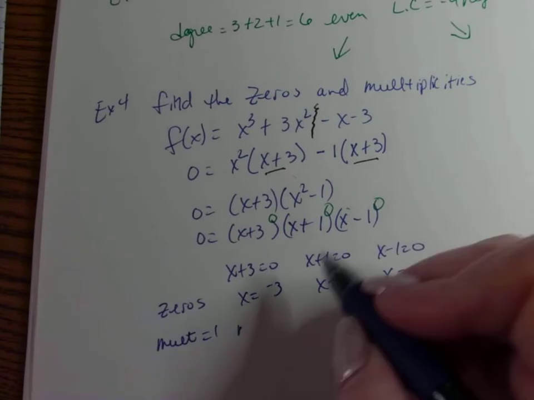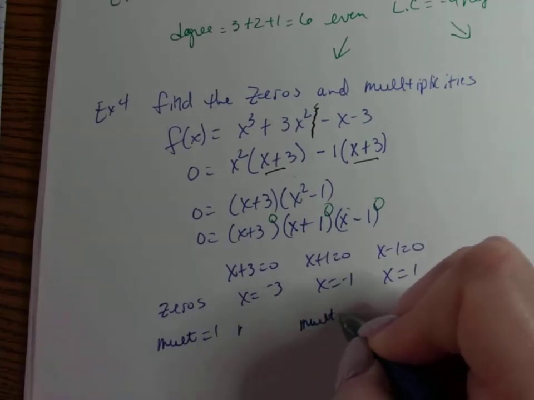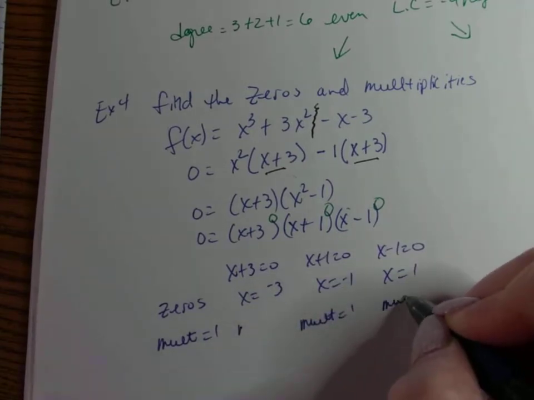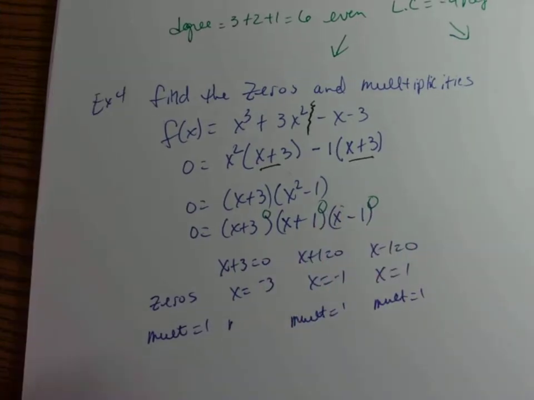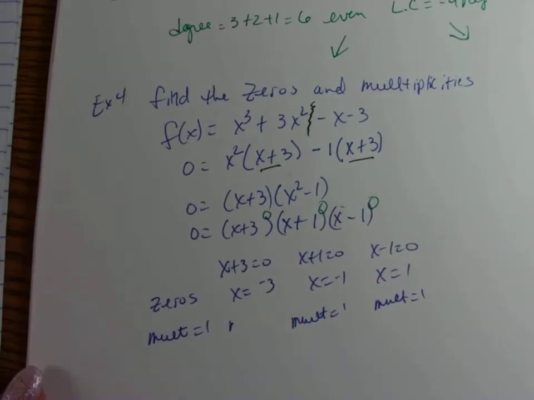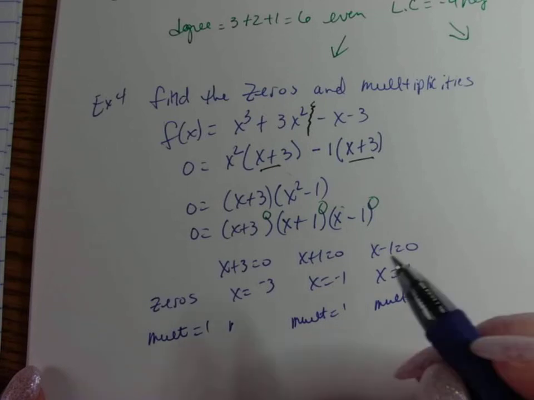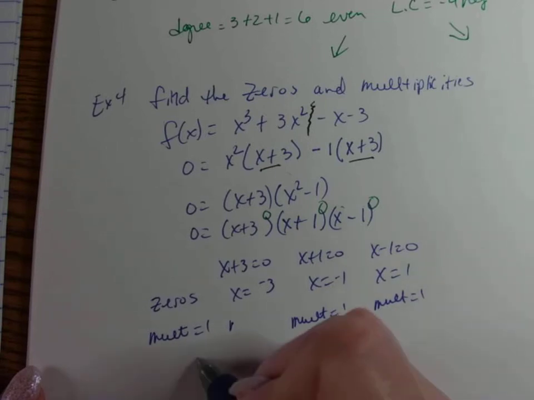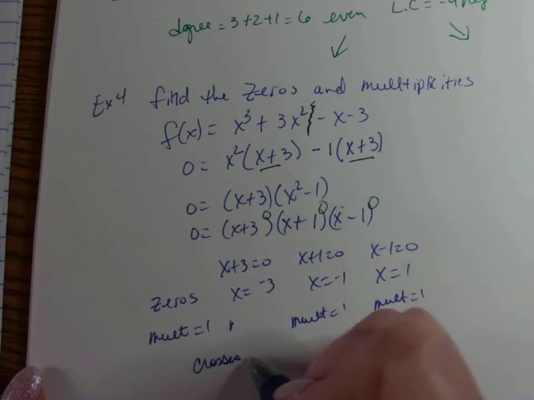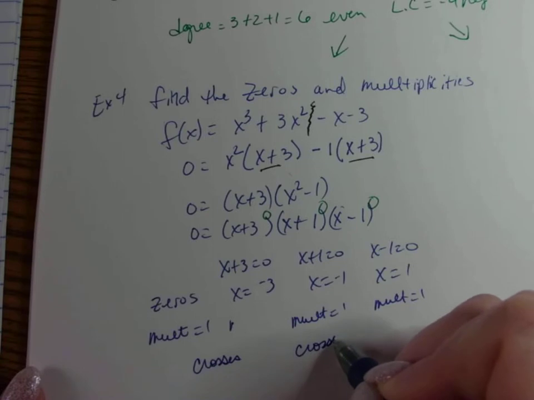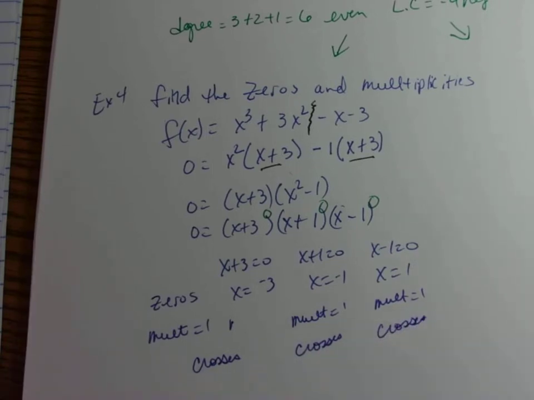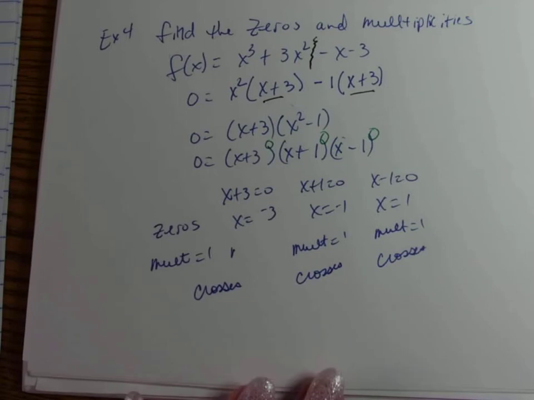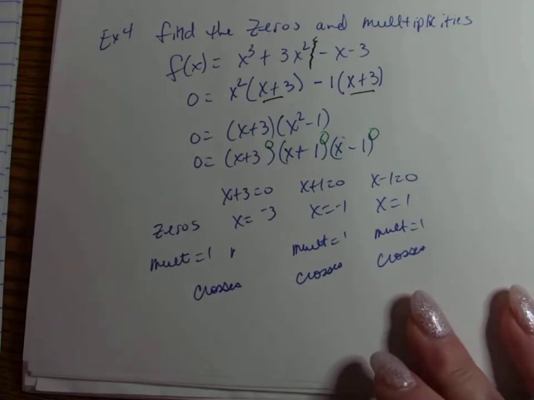The multiplicity equals 1 because there's just a 1 on each of those for an exponent on the parenthesis there. That tells us that they are all odd and they're going to cross. And usually I just write crosses. You can write crosses x-axis, but typically we try to write as little as we can. We're working on these. All right, let's go look at another one.